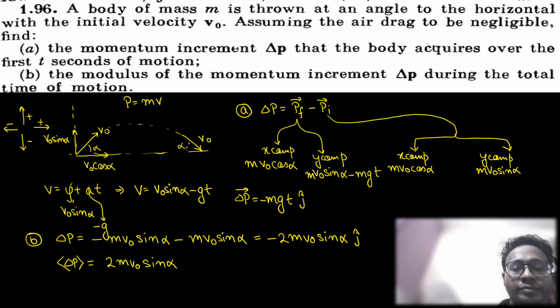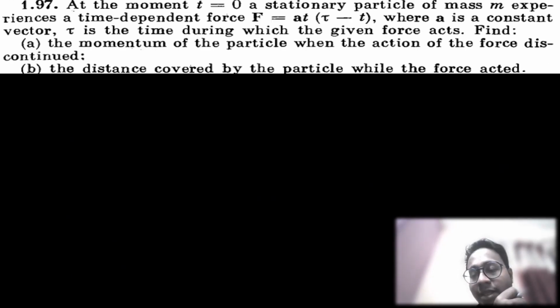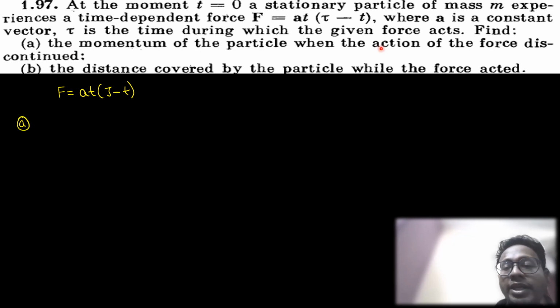Okay, this question is nothing but a question of kinematics under the guise of dynamics. A force is acting on a particle of constant mass. The mass of the particle is not changing, and force is given by at into tau minus t. That means as the time increases, the value of force increases. Part A of the question is asking, find the momentum of the particle when the action of the force is discontinued. That means when is force equal to 0?